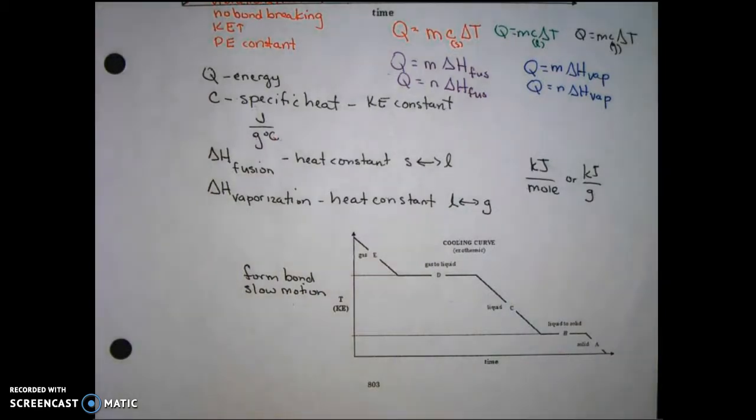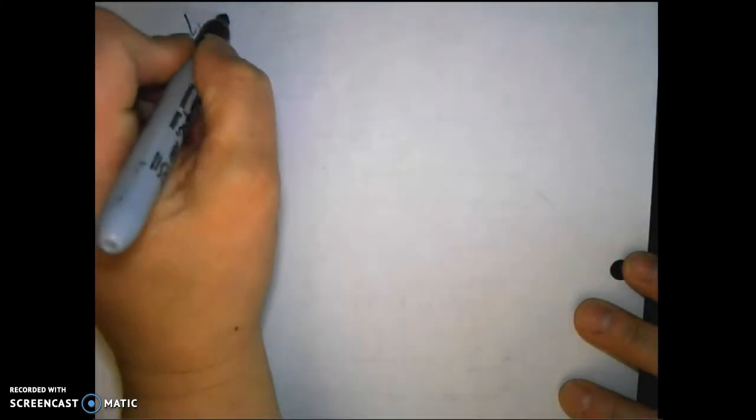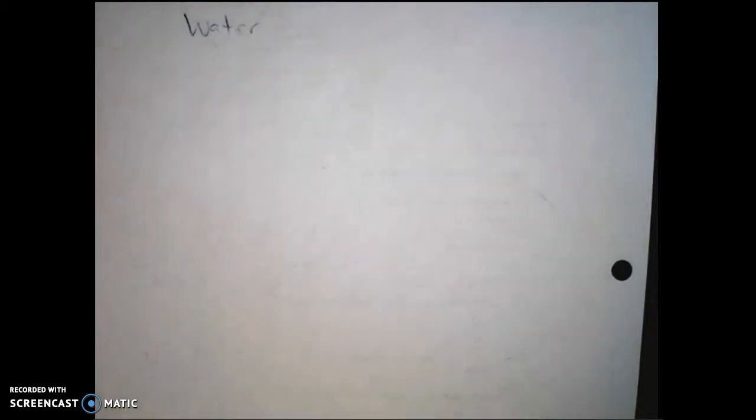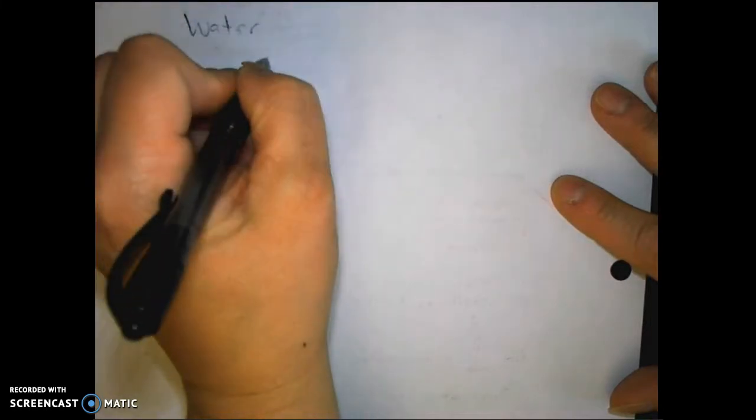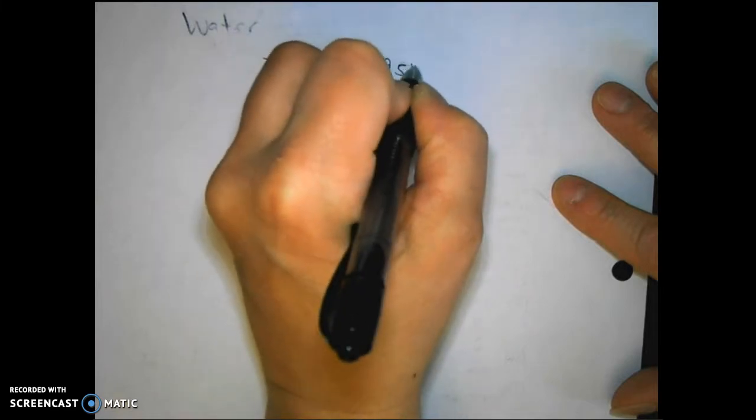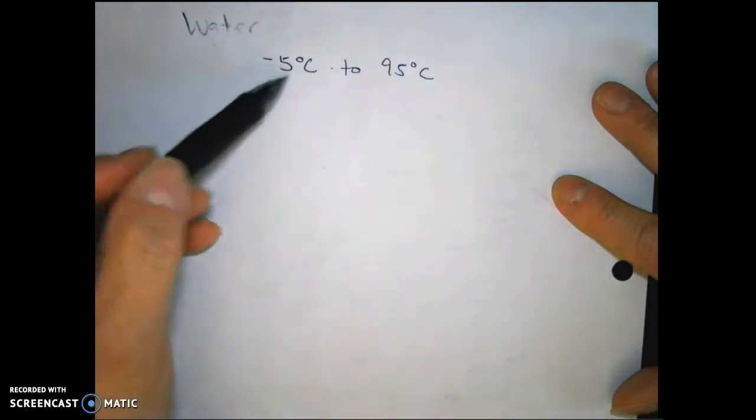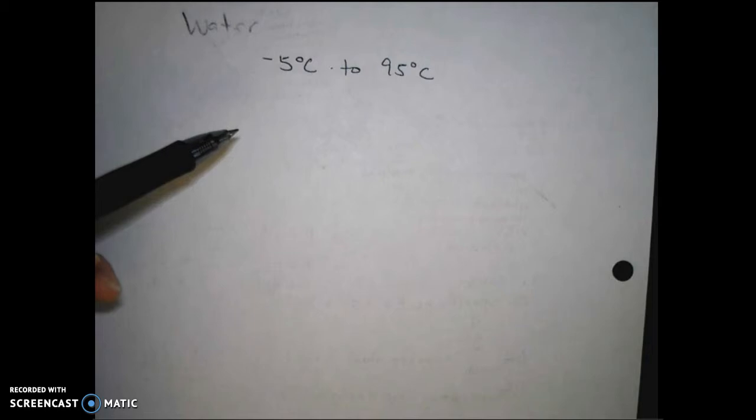All right, so if you have to solve a problem using all of this stuff, one of the things that I'm going to ask you to do is actually draw your own heating and cooling curve. So if you have to, let's say we use water, and this is not a good marker. Let's go back to the pen. We use water, and we want to change the temperature of water from -5 degrees Celsius to 95 degrees Celsius. Okay, what I want you to do with a heating and cooling curve question like this is actually draw a very primitive version of the heating and cooling curve.